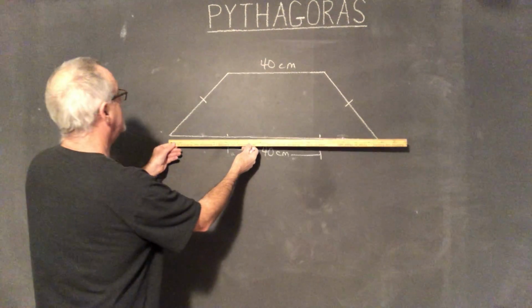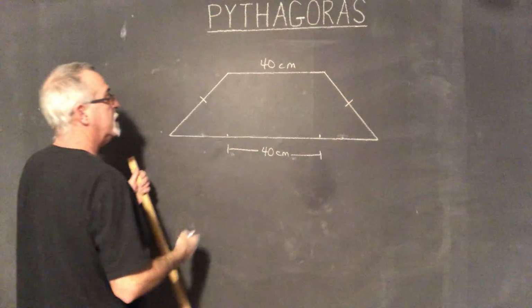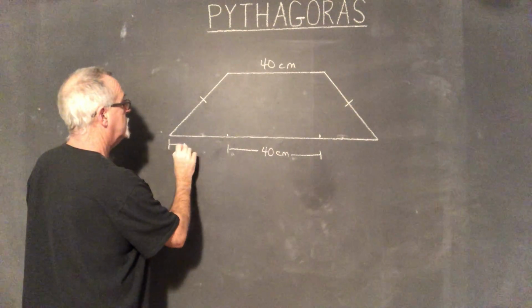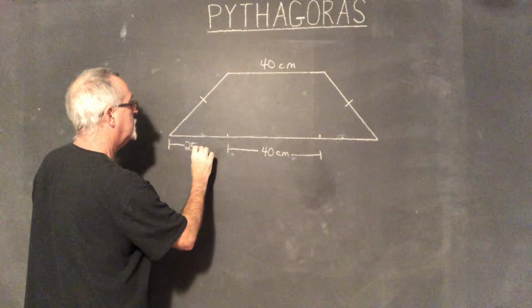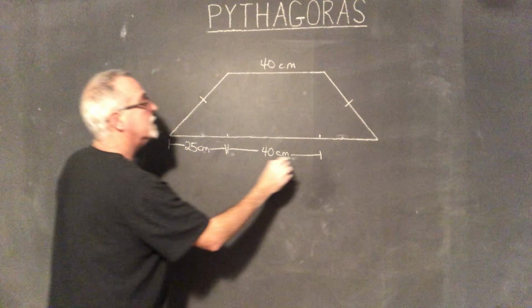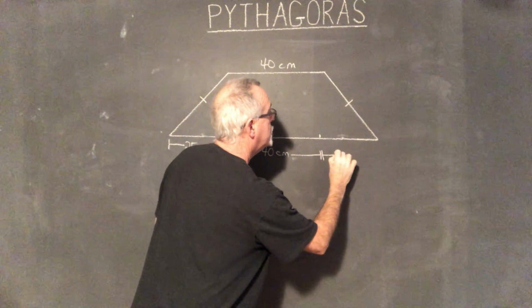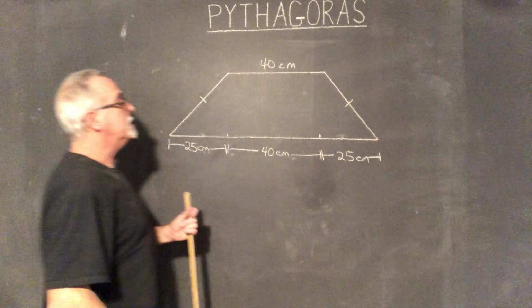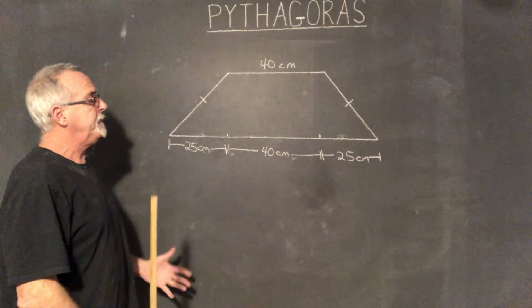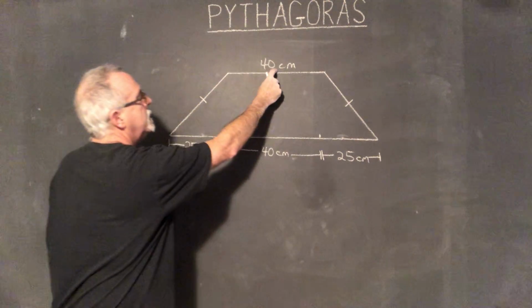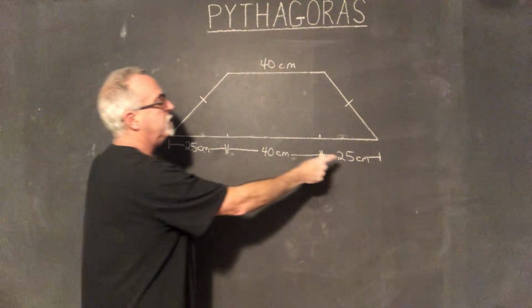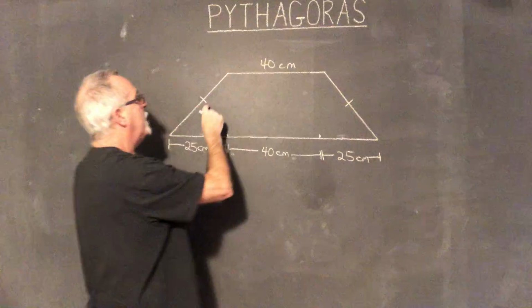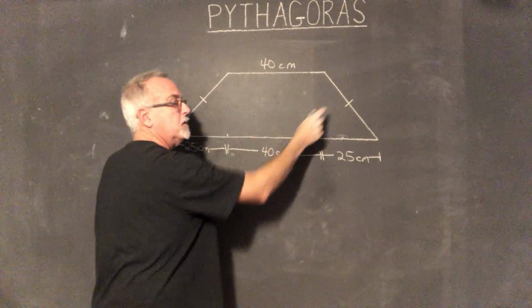And how long was this? That is 25 centimeters. And so is this one over here. So we have a lot of information that helps us find the perimeter, but we don't have all of it. We know the perimeter is going to be 40 plus 25 plus 40 plus 25 plus this plus this. And we know these are equal to each other.